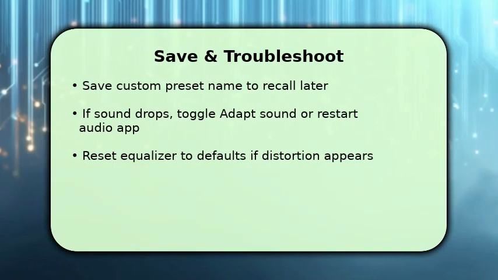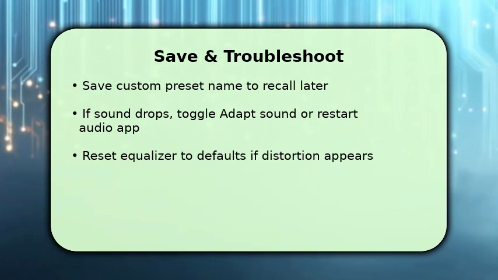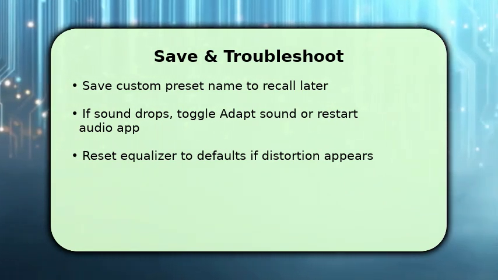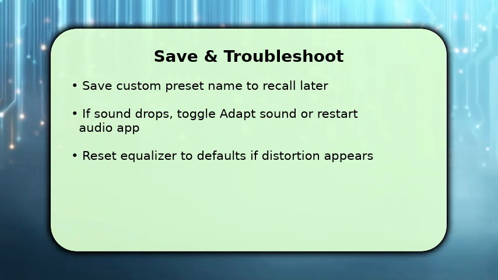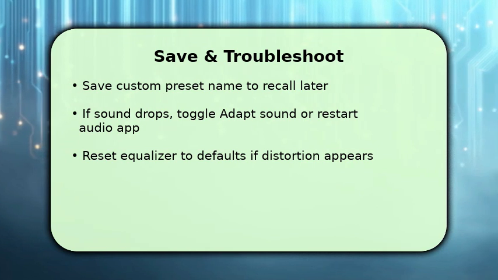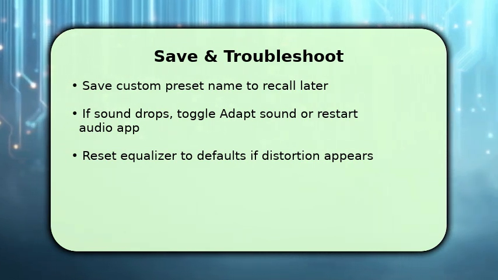You finish by saving your custom preset so you can recall it for different headphones or locations. Name it clearly. If audio drops or sounds odd, first toggle Adapt Sound Off and On, then restart the audio app. Sometimes the output profile needs a refresh.